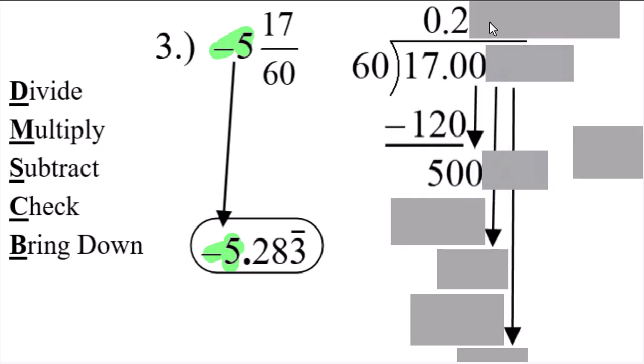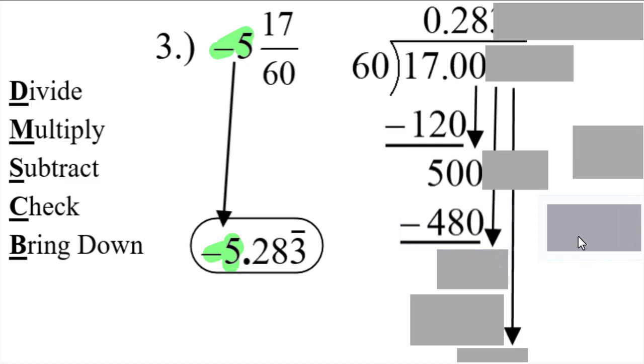How many 60s go into 500? That would be 8 of them. 8 times 6 is 48. So 8 times 60 is 480. Subtract, I get 20.